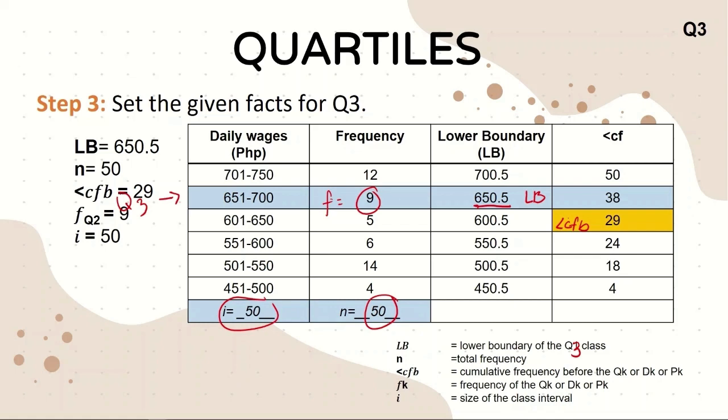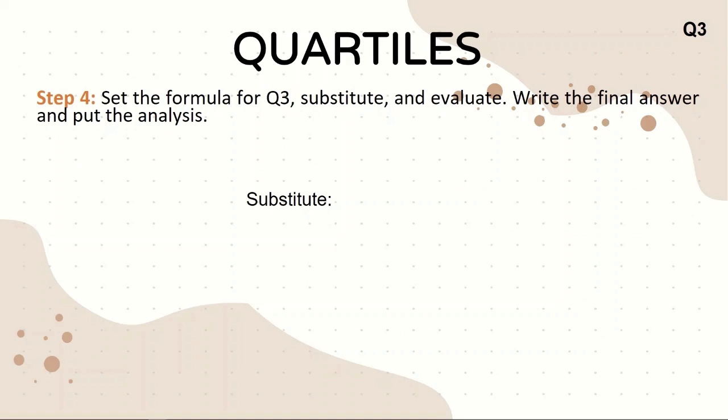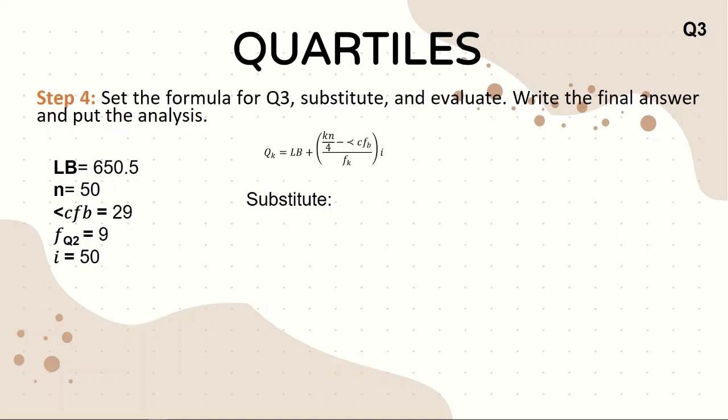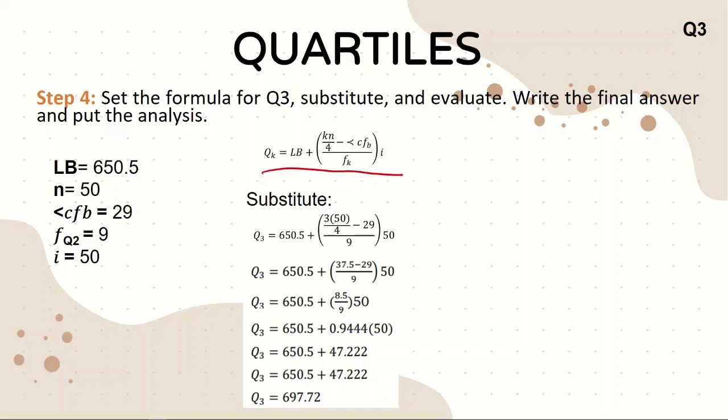So for step 4, set the formula for quartile 3, substitute and evaluate, write the final answer, and input the analysis. So using the quartile formula for grouped data, here is our formula. Substitute the given values from step 3, where our lower boundary is equal to 650.5. So substitute to LB plus, k is equal to 3 and n is equal to 50.